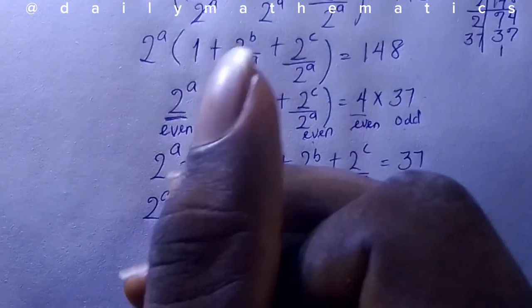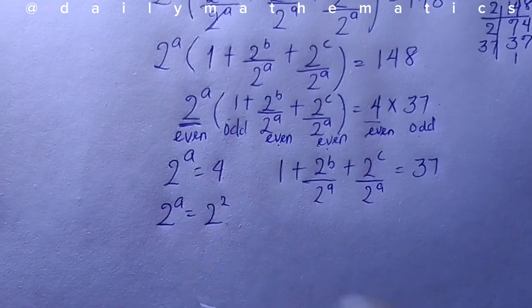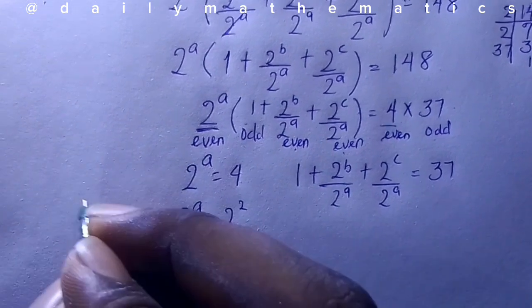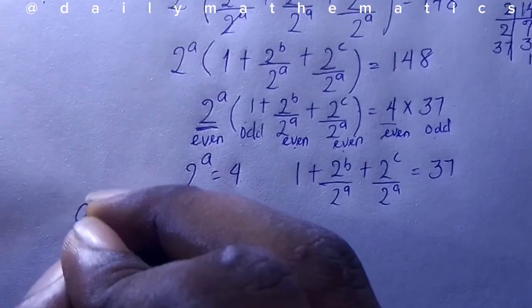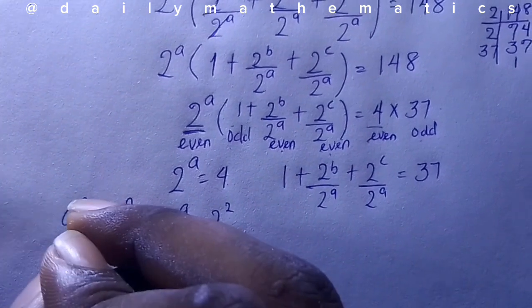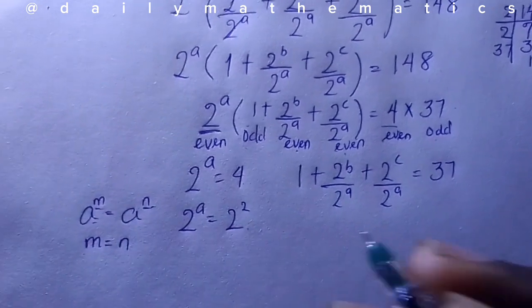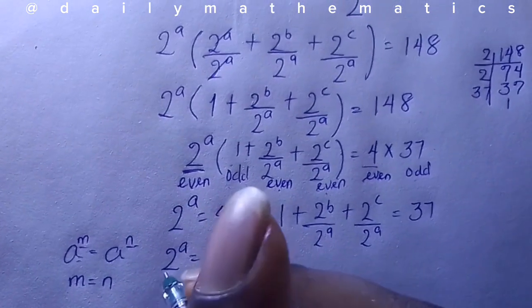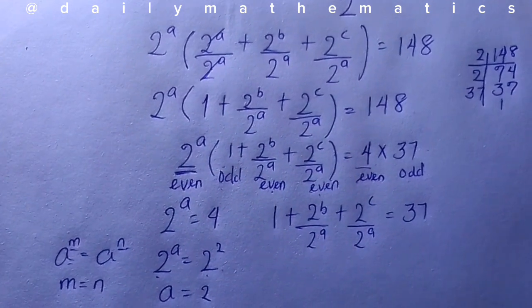2 raised to the power of a equals 4, which is 2 raised to the power of 2, right? So from here, remember our laws of exponents: when we have a raised to the power of m equals a raised to the power of n, what will happen? The powers will equate themselves since the bases are the same. m equals n, right? So since you have the same bases, a will be equal to 2. That's for this part.